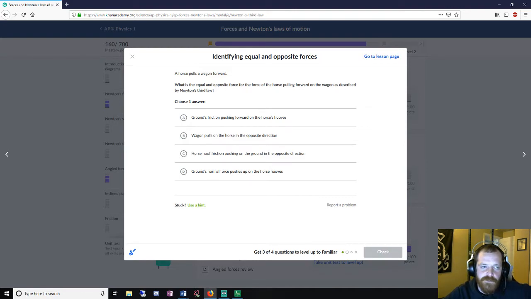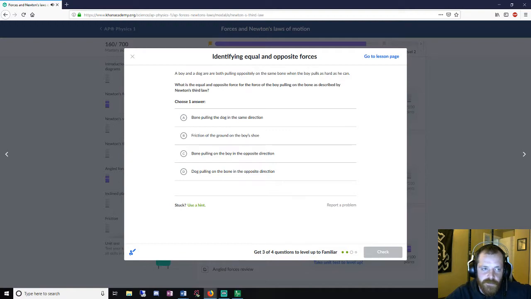So what is the equal and opposite force for the force of a horse pulling forward on the wagon as described by Newton's third law? So if the horse is pulling on the wagon, the wagon pulling on the horse in the opposite direction would be the reaction. So the action-reaction has to happen between the same pair of objects. So if the horse does an action on the wagon, the reaction would have to be the wagon doing a force back onto the horse.